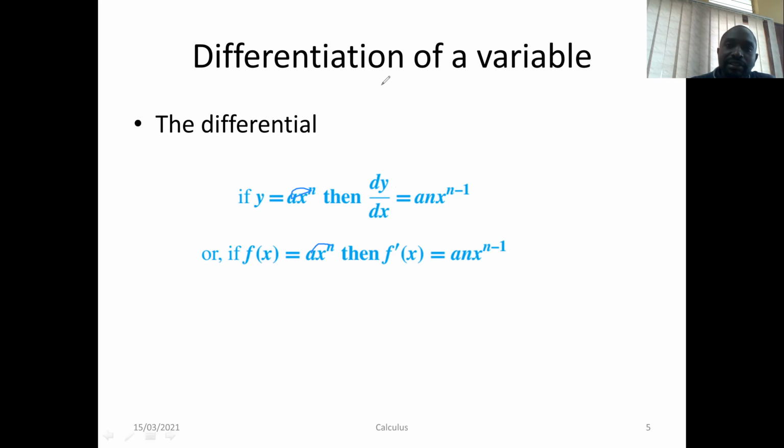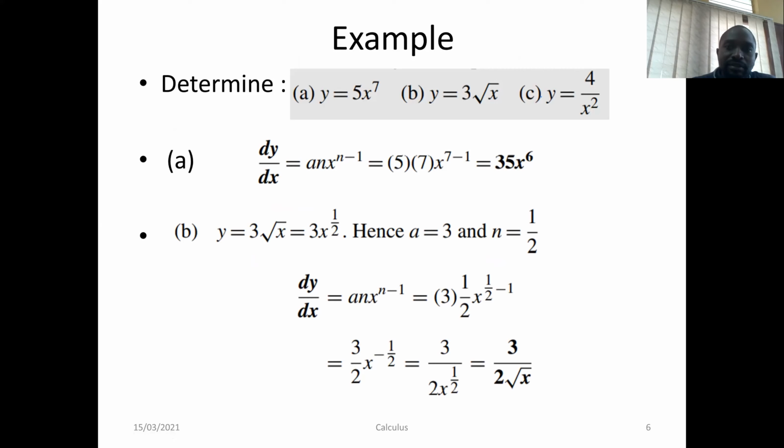So let's look at an example to illustrate this. If you have 3 examples here, A, B, and C, let's look at the first example, example A, where y is equal to 5x to the power 7. So in this example, you have a function y which varies with a variable x, and this x has a power of 7 with a coefficient of 5.